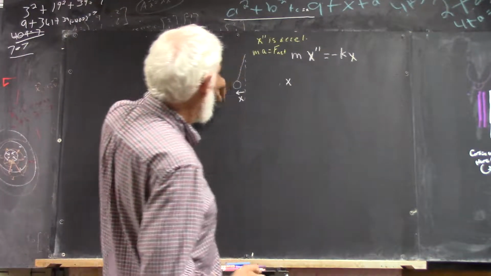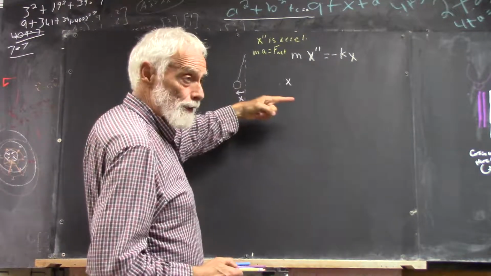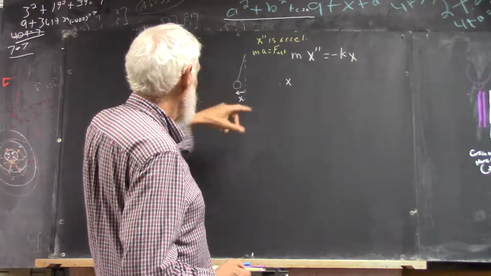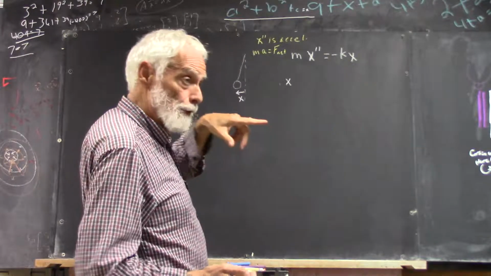Okay, so if you've got a pendulum and X is your displacement from equilibrium, you're going to have a force this way. You're going to have a net force in this direction. Now, if you're holding it, of course, your net force is 0, but if you release it, then you're going to have a net force in that direction.